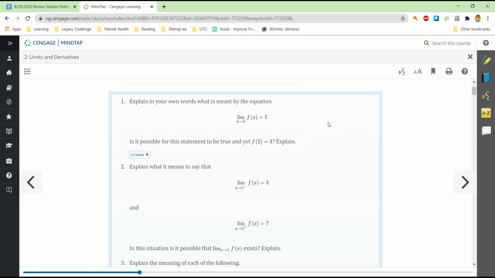Just to check for understanding, even though no one's had any questions yet, I want to make sure you guys are understanding. Explain in your own words what is meant by this equation right here in the tutorial chat, okay? And then you don't have to explain this part, but just yes or no, is it possible for this statement to be true and have f of 2 equal 3?